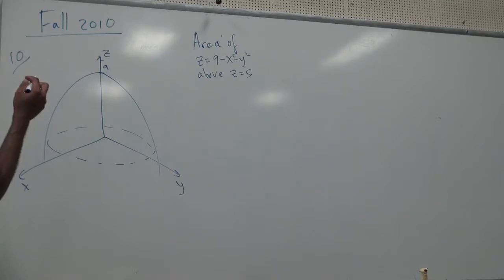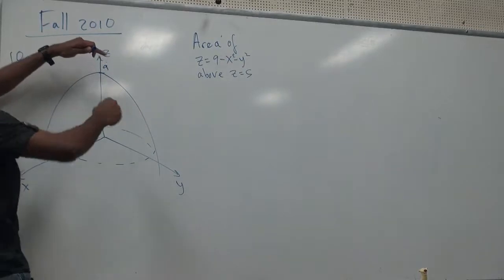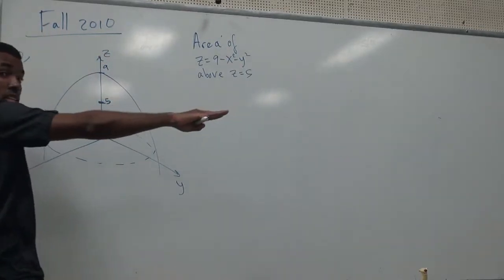Now that might solve the problem. Right, so here's 9, z equals 5, and you want the part above that. So z equals 5 is obviously going to be below that. So you're going to take a plane and slice this off.